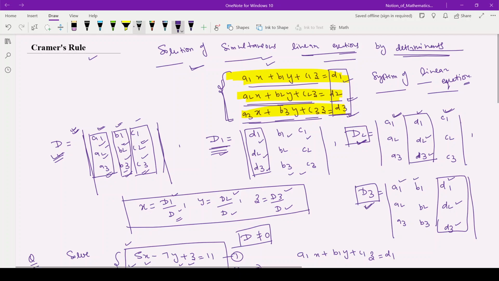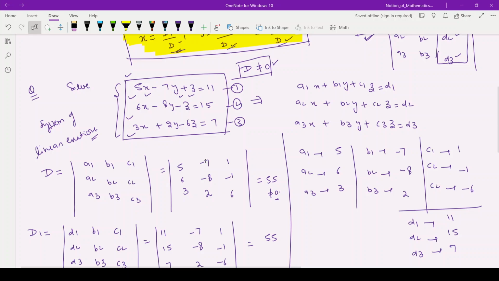And the solution is provided here by x = D1 upon D, y = D2 upon D and z = D3 upon D. One more thing: the determinant D given in the denominator is not 0. So now, in order to make a better understanding of the concept, I have discussed one question here.